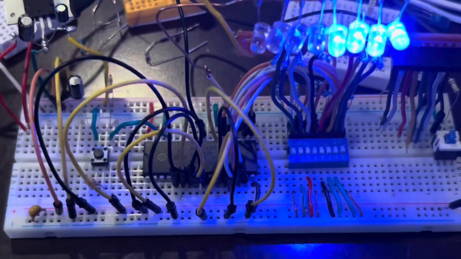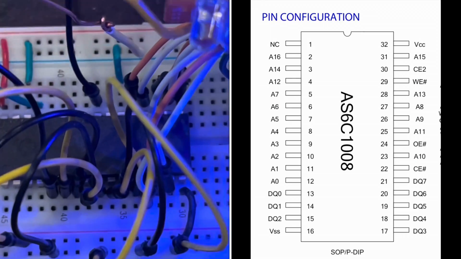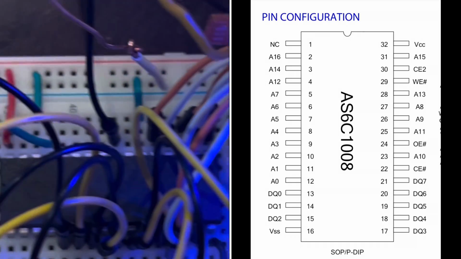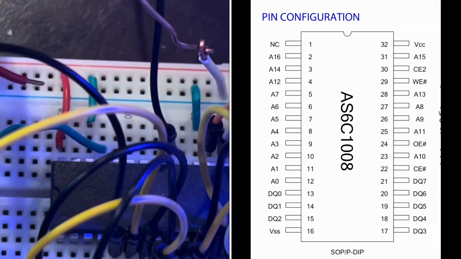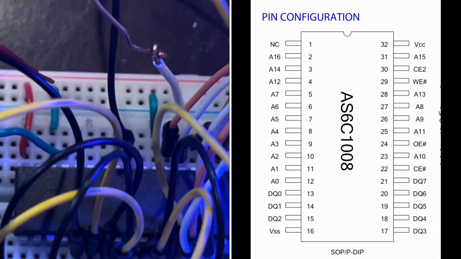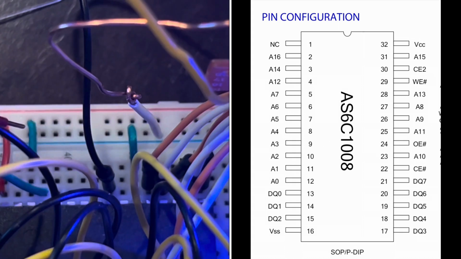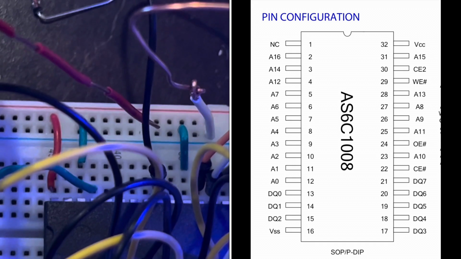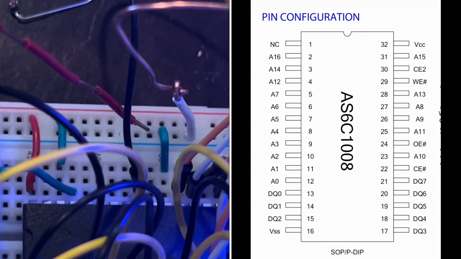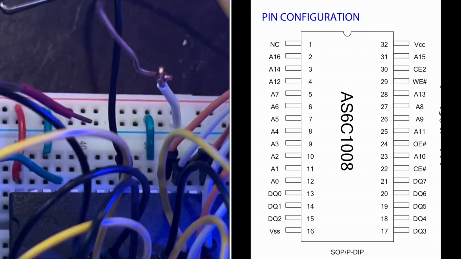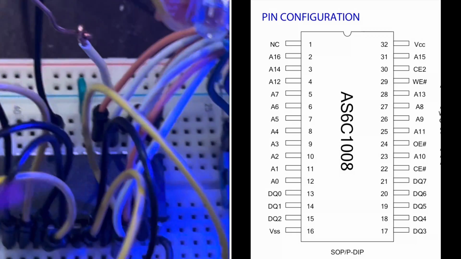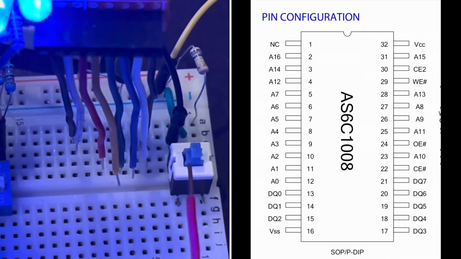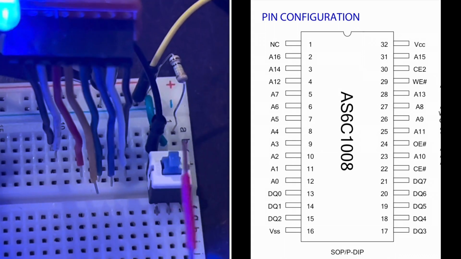The way this chip works is basically you have the power and ground. The VCC is right there. This is a chip enable. This is actually chip enable 2, which is active high. This is chip enable 1, which is active low. This black wire here is going to this switch right here, which is an output enable. Right now it's on, and it's active low.